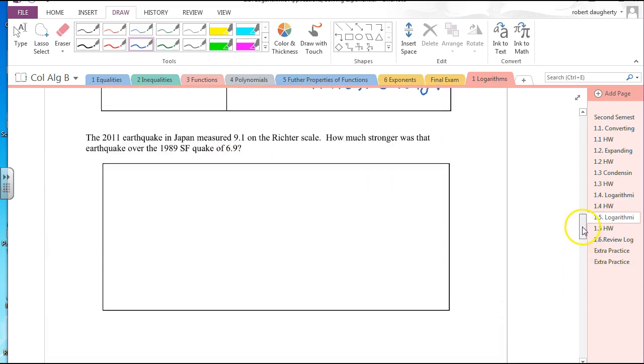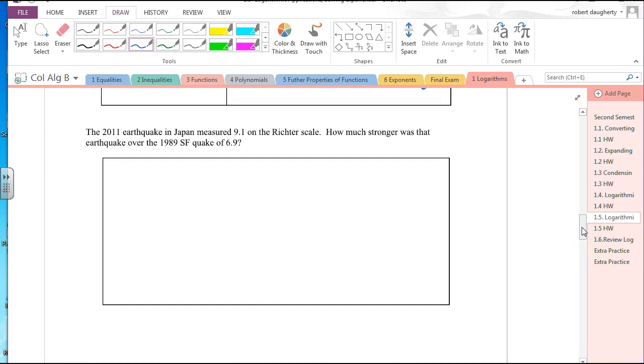And there we go. One more example of this, and I think we're pretty good. So you'll see one of these problems. It's going to look pretty much like this on the test, okay? Again, I'll give you the formula. I'll give you two earthquakes, and you tell me how much stronger one is than the other. The 2011 earthquake in Japan measured 9.1 on the Richter scale. That's pretty strong. How much stronger was that over the 1989 San Francisco earthquake of 6.9?